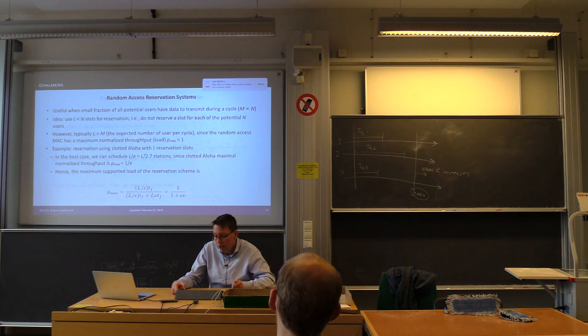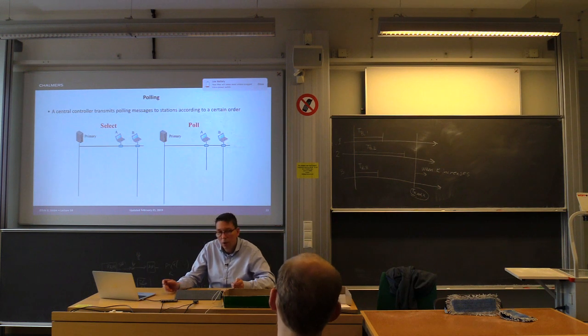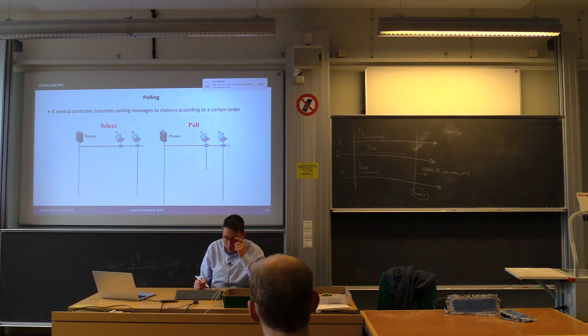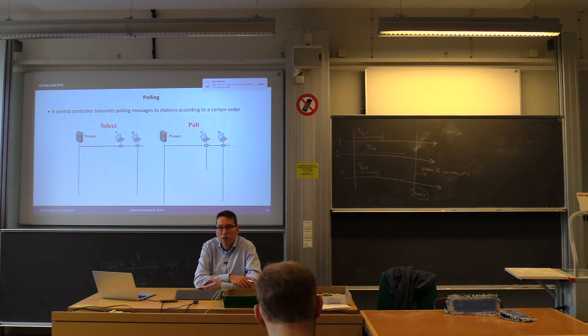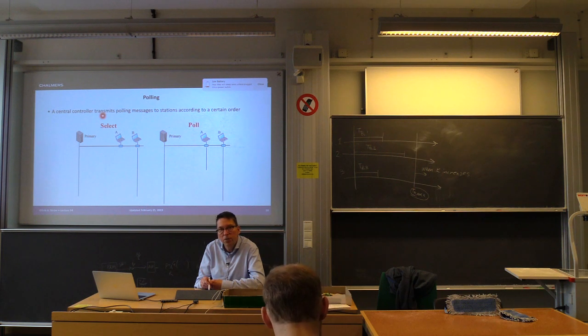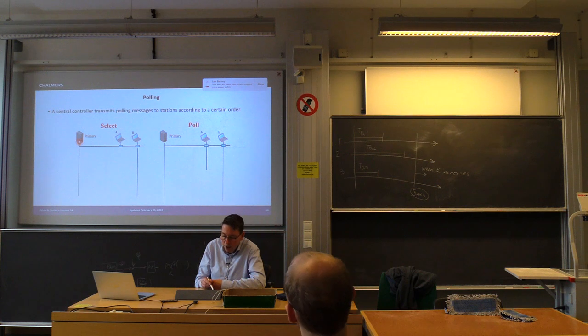Now, another idea about controlled access is what's known as polling. Here we have a central controller that asks users whether they have data to transmit or not, and informs users if there is data that is to be transmitted to them. We can think of it like this: we have a master, a primary node here, which controls access to several stations, here A and B.